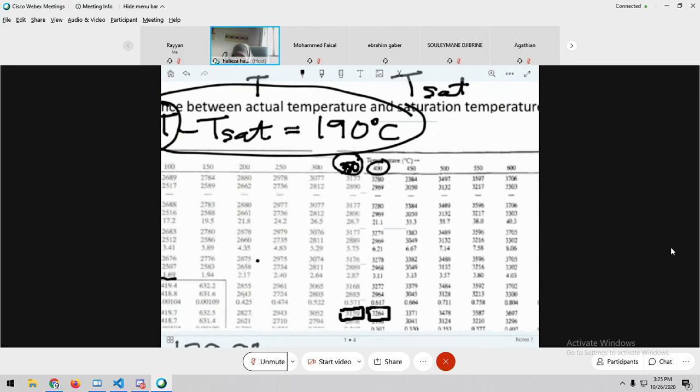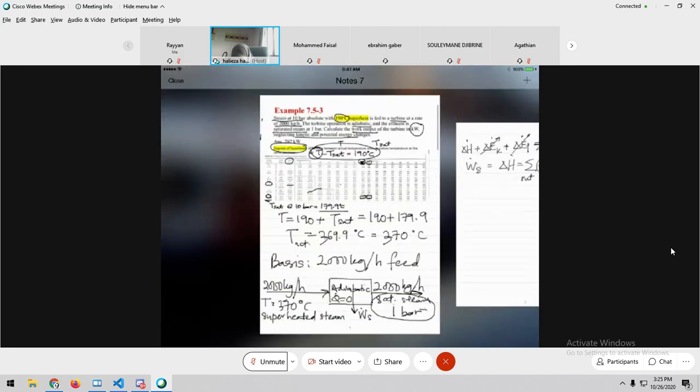We need to interpolate because that temperature is not 370. This is 350 and 400, so we need to interpolate. Let me zoom out, which I'm having difficulty with here. Okay, so next, go to the next page.